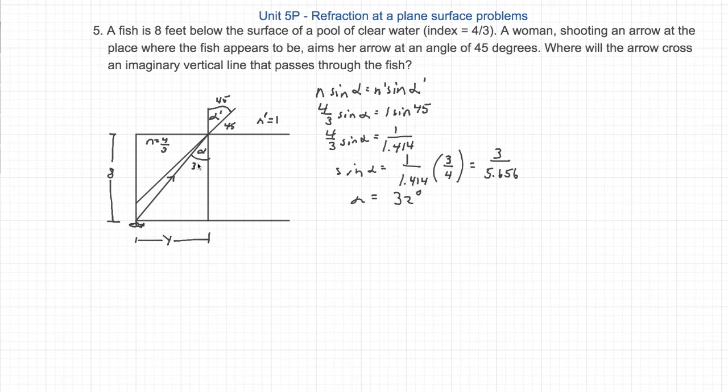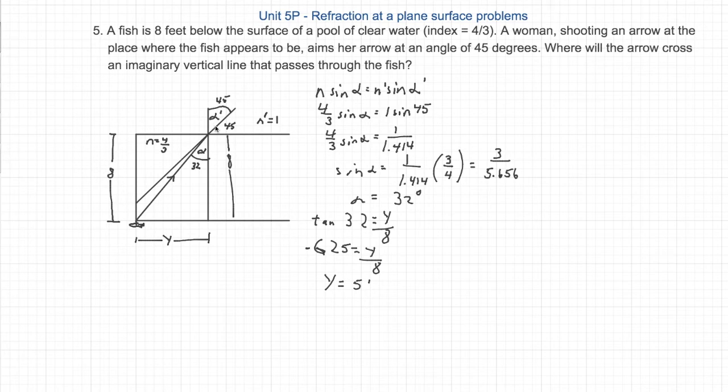Now we'll call the distance between the imaginary vertical line and the normal y. And we can figure out what y is from the tangent formula. Tan of 32 is y divided by 8. Tangent of 32 is 0.625, so y equals 5 feet.